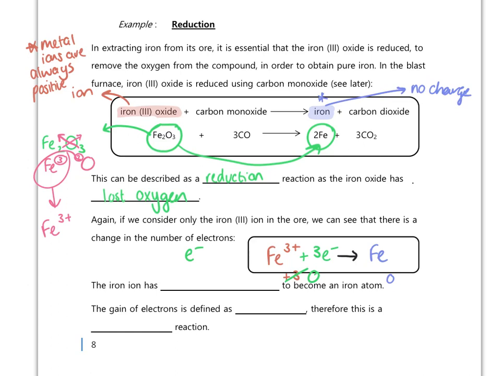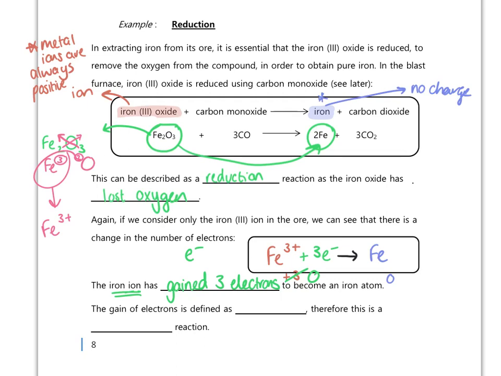So what has happened in terms of electrons? What can we see from our equation? Well, we can see that the electrons are on the left-hand side of the equation, and that means that electrons have been gained. So the iron ion, it's important that you say the iron ion because it is an ion on the left-hand side. We start with the ion. It has gained electrons and it has become an iron atom.